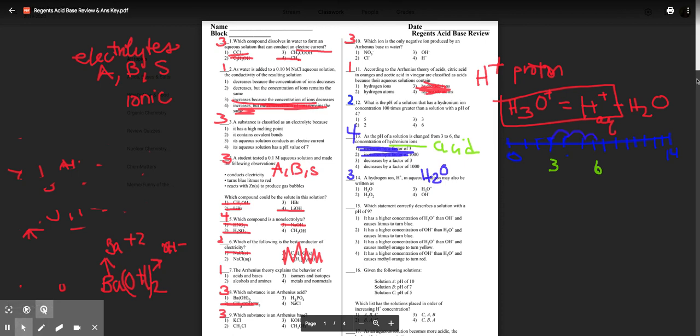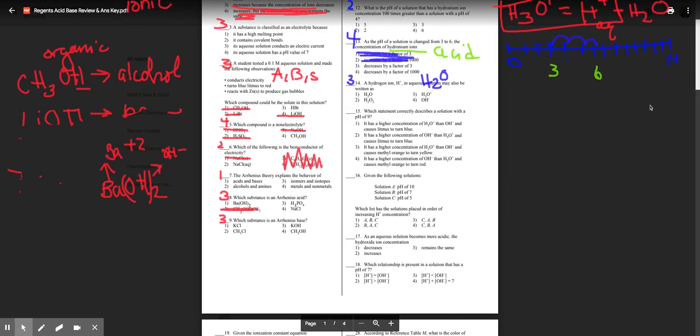Which statement correctly describes a solution with a pH of 9? So a pH of 9 is a base, and I just know that because I know the pH scale. So if you are a base, you have a higher concentration of hydroxide. So that gets rid of choice 3, and that gets rid of choice 1. So we have a higher concentration of OH minus. And what happens to litmus?